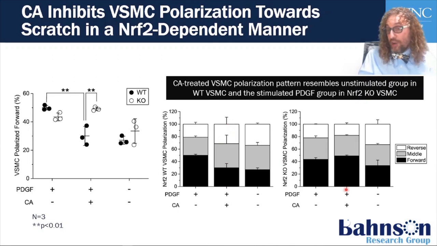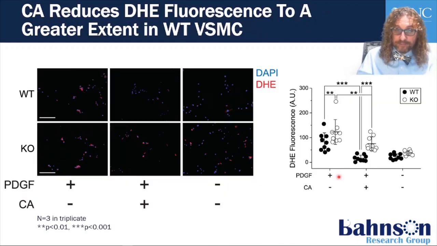However, in the knockout animals, the distribution of centrosomes in the cinnamic aldehyde-treated animals resembles the stimulated ones, with the majority of the cells having a centrosome forward-facing, or towards the scratch, suggesting that the inhibition of the polarization induced by CA is Nrf2 dependent.